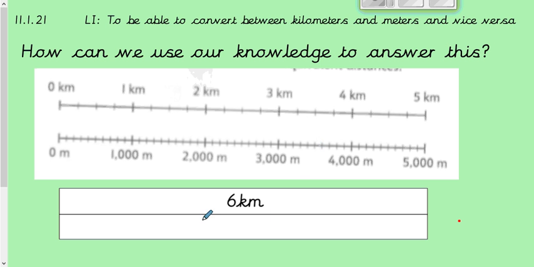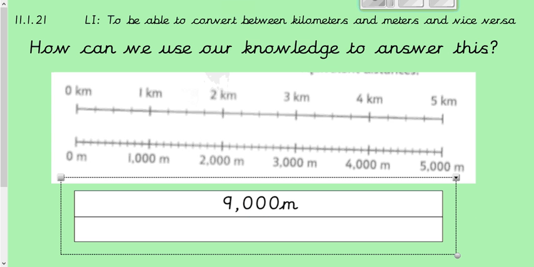So if you've managed to find the answer out, it would be 6,000 meters, okay? Because if you look at the pattern on this number line, it goes 0, 1,000, 2,000, 3,000, 4,000, and it goes up to the next one out of 5,000 would have been 6,000 meters, and then it would have been 6 kilometers up here because it goes 1, 2, 3, 4, 5, 6 kilometers, and then the equivalent or the conversion, because we're converting it, would be 6,000 meters.